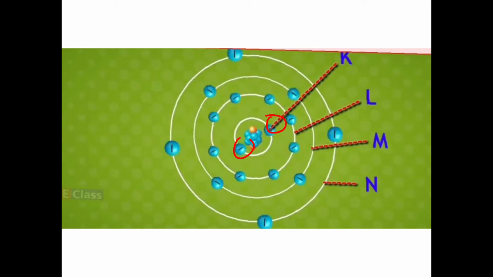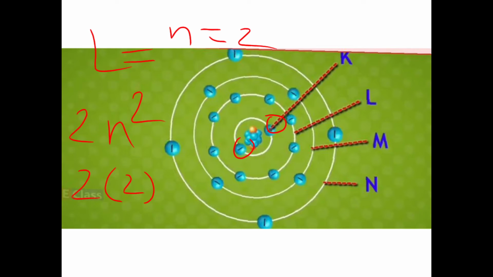So they have manners. Only in the first orbit you have 2 electrons. If a third electron comes, then for it in the first orbit there is no place. Now they have to go to the next shell, and the next shell is nothing but the L shell. For L we have n equal to 2. So let us find out 2n square. So 2 into 2 square. So you have 2 into 4. What is 2 into 4? 2 into 4 is 8.